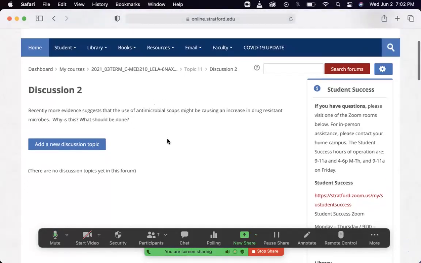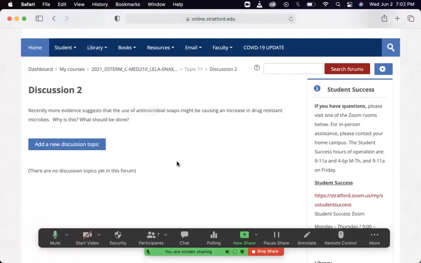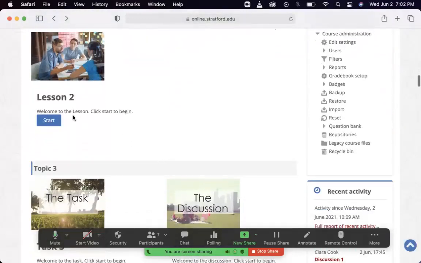And if you're not familiar with APA formatting, you can give me a call, but try this. Click up here to the library and the APA resources, or you can go here in the library services and get a call out to Miss Laura De Leon, who's our university librarian. You could do that as well. And that's for discussion 2.